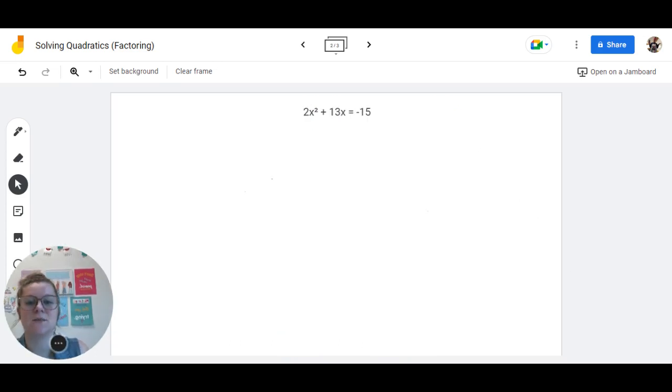All right, let's look at this next one. So we have 2x squared plus 13x is equal to negative 15. I have an x squared and an x, so I know that I'm going to use factoring. And when I'm doing factoring, I need to make sure that my equation is set equal to 0 first. So here, I have a negative 15 on the right side. I want to move it to the other side, and the opposite of a negative is a positive. So I'm going to add 15 to both sides here.